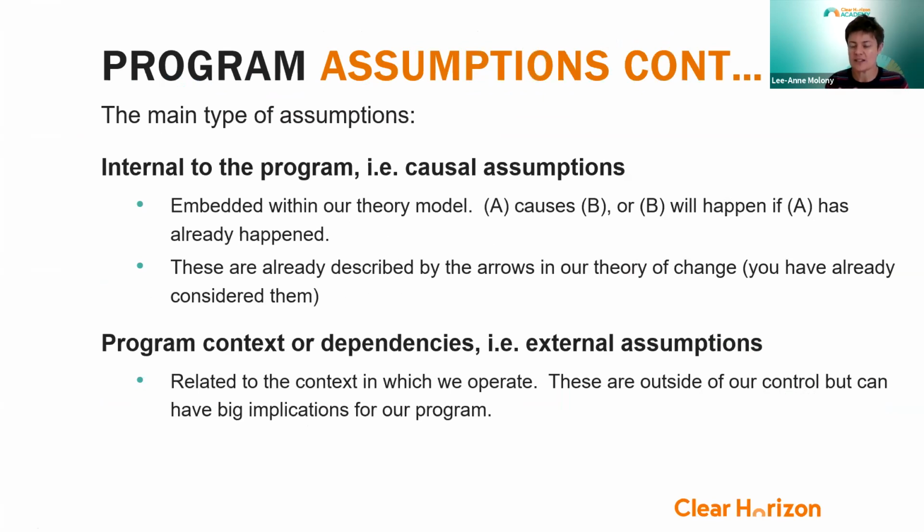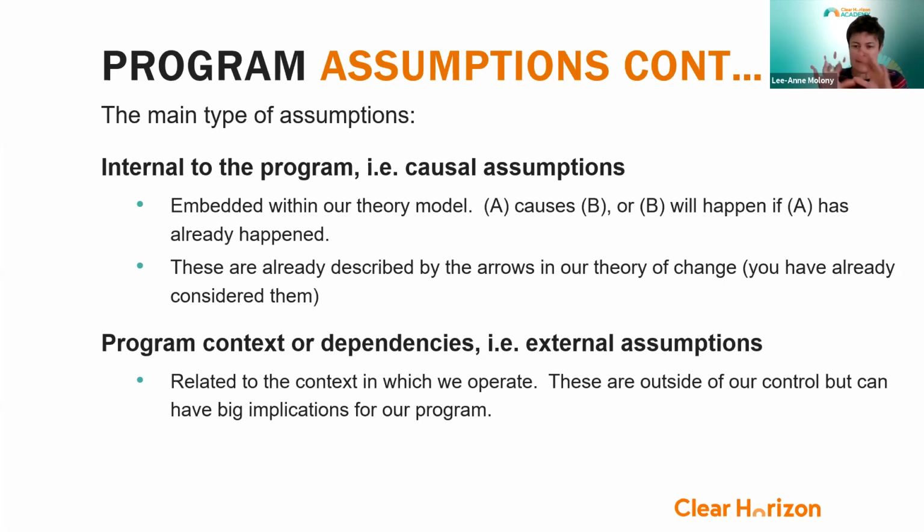With assumptions, it's more that some are internal, being causal and related to the theory, and others are external. Causal assumptions are, as I said, embedded in our theory model. We are assuming that A causes B, and that B will happen if A has already happened. For example, that if we raise people's awareness or understanding of something, they will actually respond to that understanding and awareness and start to change their behaviour.